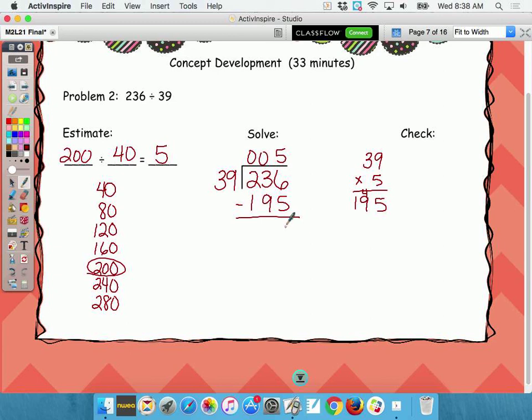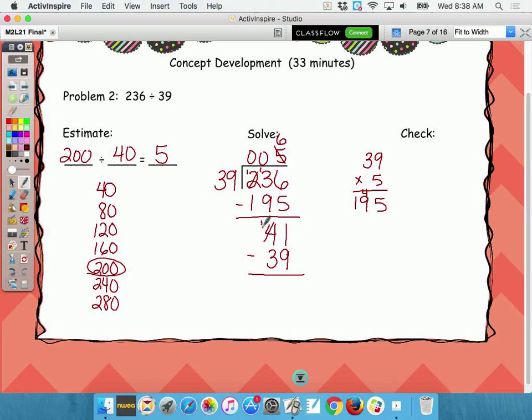Okay, so 6 minus 5, and then 13 minus 9. 4. So this is too large. Now I want you to watch what the strategy is that you're learning today. Instead of erasing and starting over, we know we can fit another group of 39 into here, can't we? Yeah. So cross off the 5 and make it a 6. And then all you have to do is put another group of 39 on there. Kind of clever, huh?